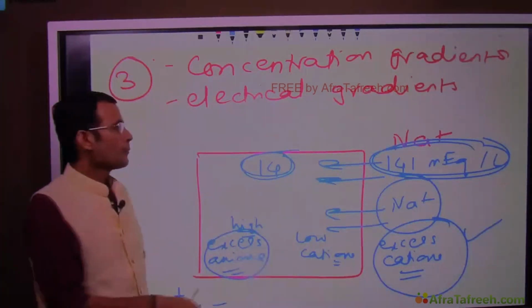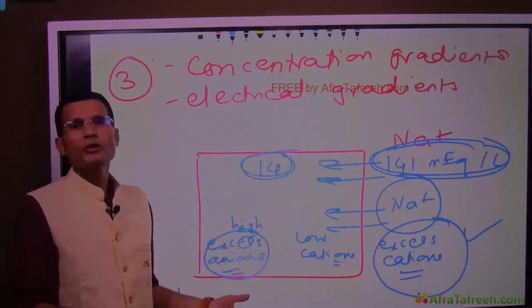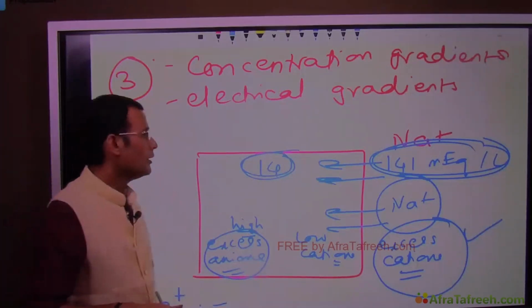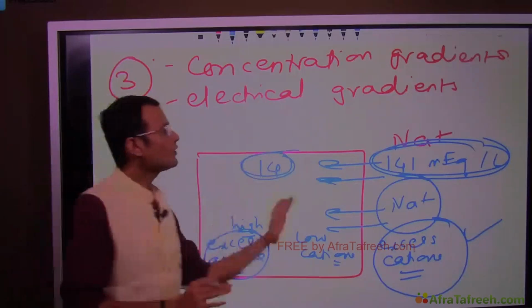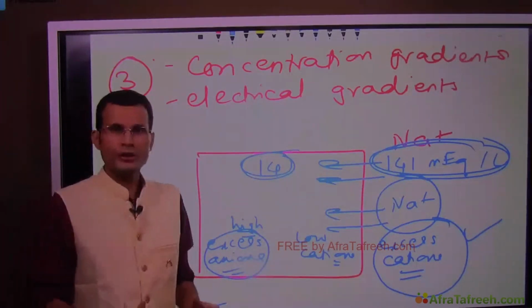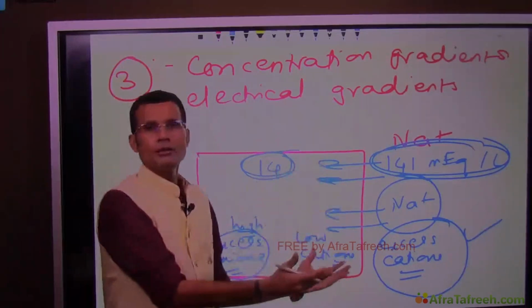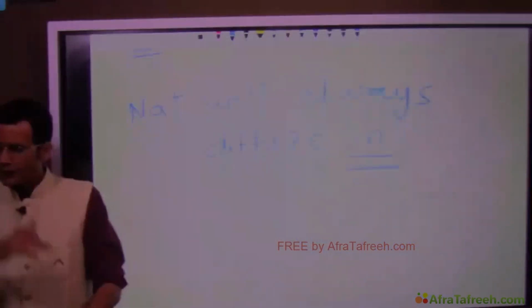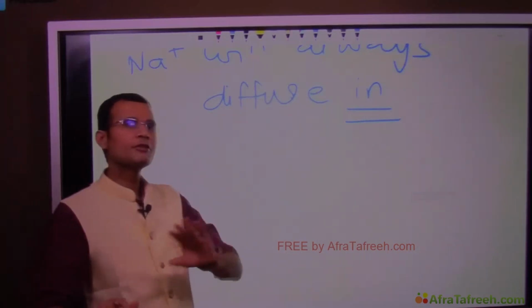So remember, I repeat once again, I know it's going to be repetitive, but this is very important. Lots of concepts are based on this. So remember, when I say concentration gradient, I mean concentrations of that particular ion. When I say electrical gradient, it is created by all the cations and anions in those fluids. But it's not yet over. So sodium will always diffuse in.